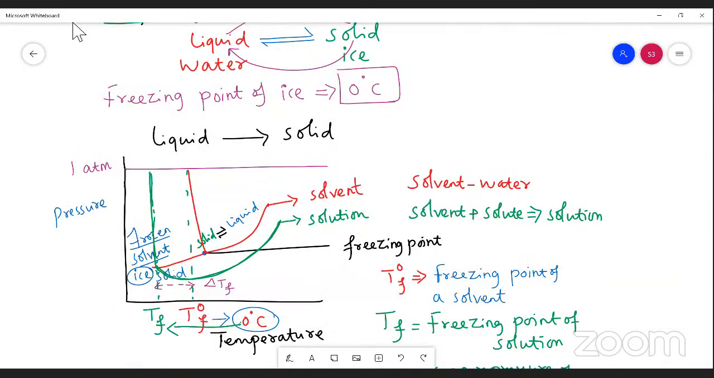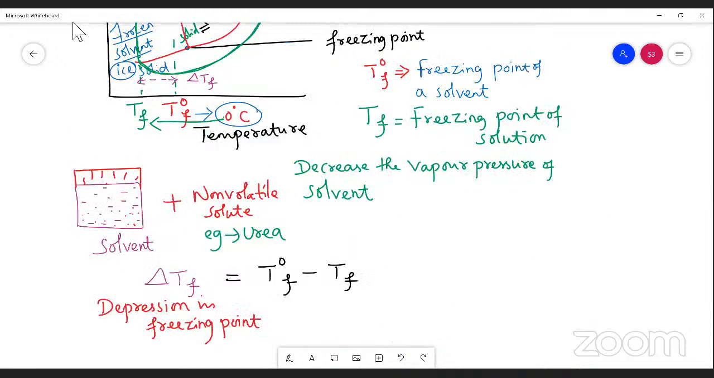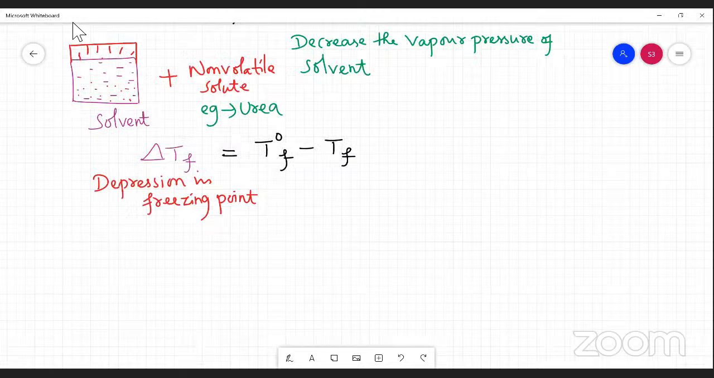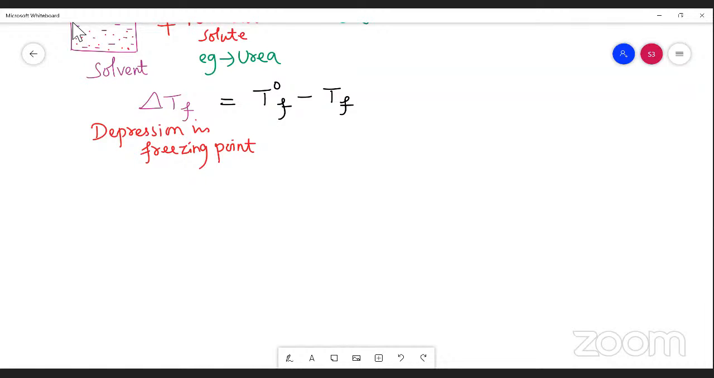We are in discussion of how this temperature, that is the freezing point, is decreasing. So I gave a mathematical expression. The depression in freezing point is nothing but the difference between the freezing point of a solvent and the freezing point of the solution. This difference is del TF, and this is named the depression in freezing point.